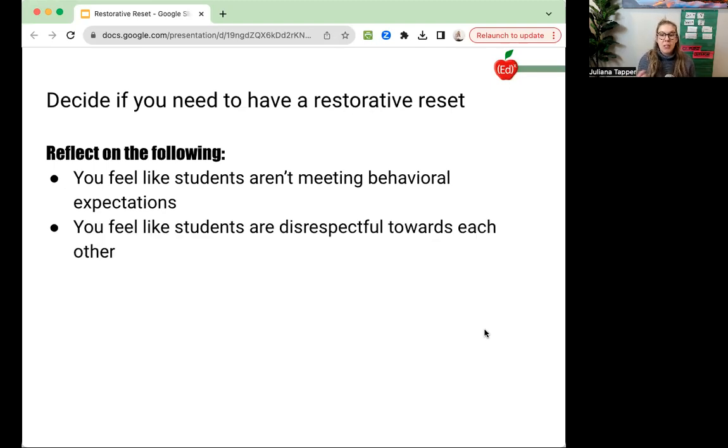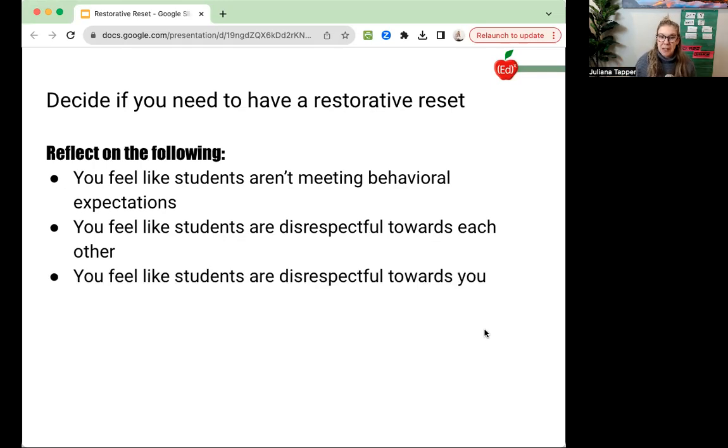If you feel like students are disrespectful towards each other, if there is maybe even physical fighting in your class, if you feel like you're butting heads with kids, it just feels disrespectful, you probably need a restorative classroom reset. Or if you feel like students are disrespectful towards you, if you are feeling disrespected every time they talk when you're asking them not to talk, every time they're getting up when you ask them not to get up, and that feels disrespectful to you, you probably need a restorative classroom reset.